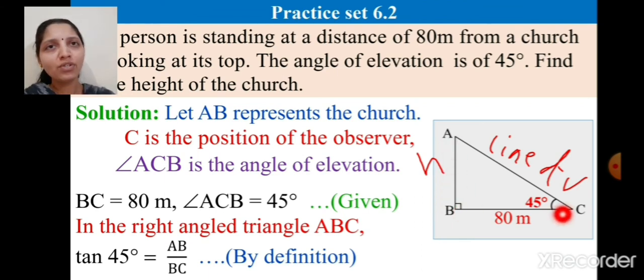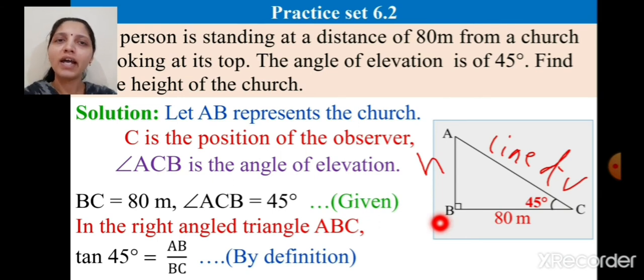Now why do we use the tan ratio here? Because we have to find segment AB, and we know the value of segment BC. If you use the tan 45 ratio, you can easily find the height of the church. Tan 45 degrees is equal to the opposite side of theta upon the adjacent side of theta. So you will get here AB upon BC.